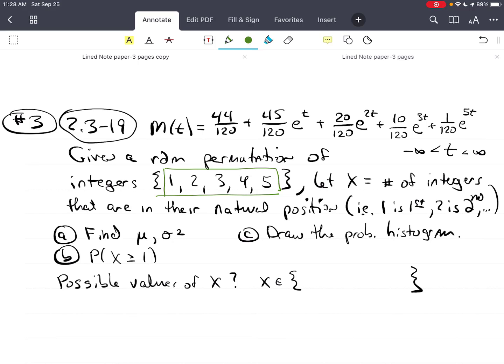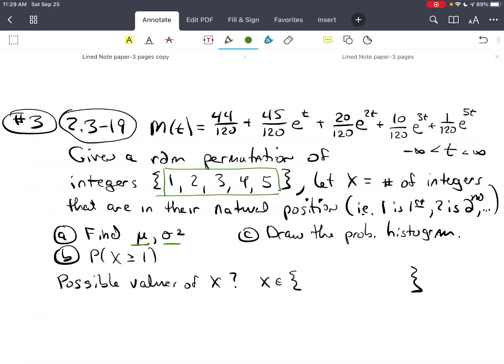So that's the random variable x. We want to find mu, and we want to find sigma squared. That's the first thing that we want to do. And then we want to find the probability that 1 or more integers are in their natural order. Okay, 1 or more. That is the same as x is greater than or equal to 1, or x is at least 1.